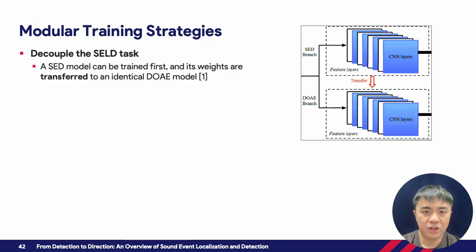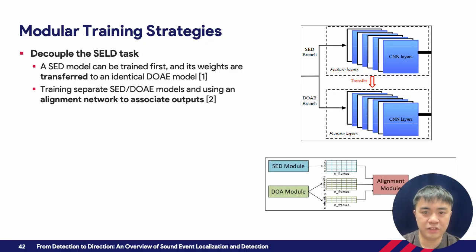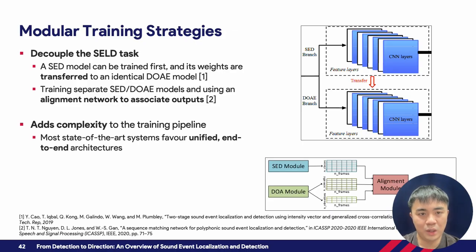On the bottom, we see another method where we first train independent SED and DOAE models and feed the outputs into a third alignment module to solve the data association problem after the fact. While this can be effective, they do add significant complexity to the training pipeline, which is why most state-of-the-art systems today favor unified end-to-end architectures.